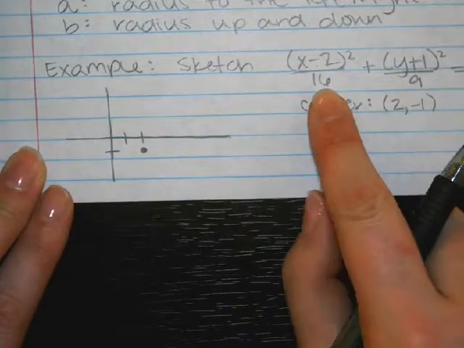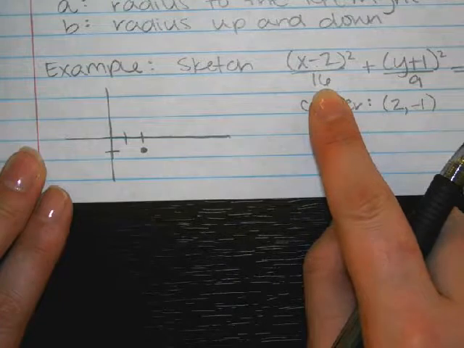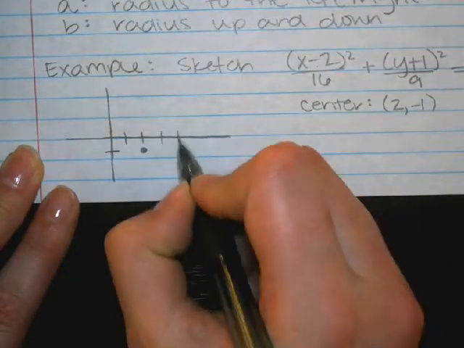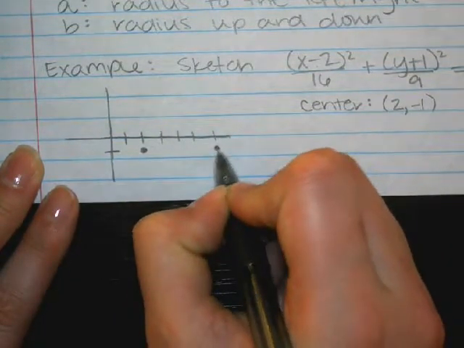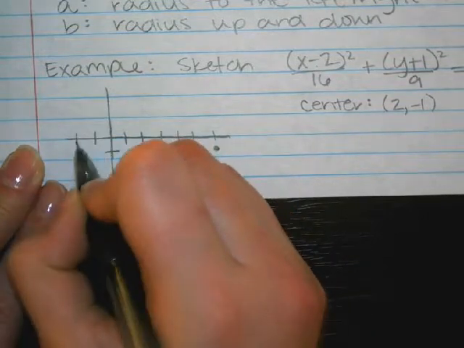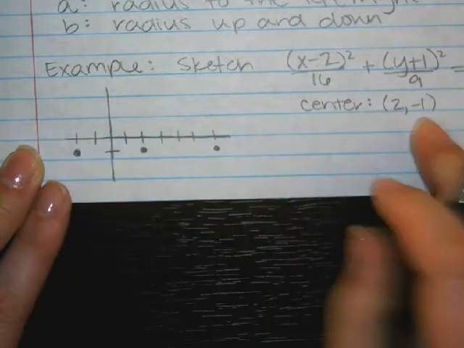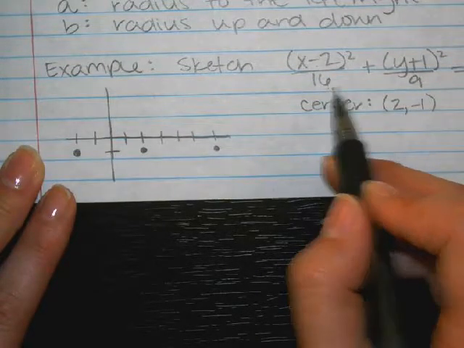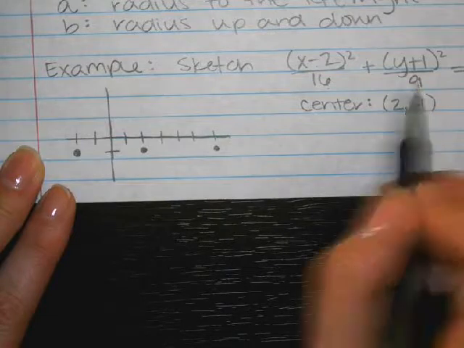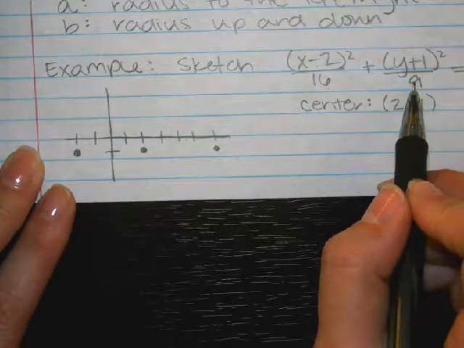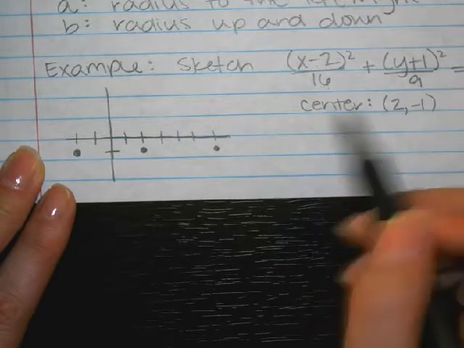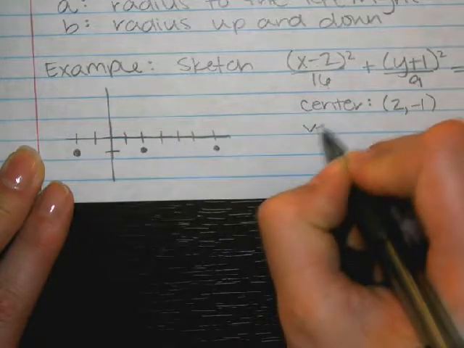And if 16 is like the radius to the left and right squared, then how far to the left and right do we actually go? 4. So we're going to go 1, 2, 3, 4, and 1, 2, 3, 4. So that's further, right? 4 is going to be further than what we're going to graph for this one, because this one's 16 and that one's 9. So since the 16 is bigger, that means what we just graphed were the vertices. Okay? So I'm going to say vertices.